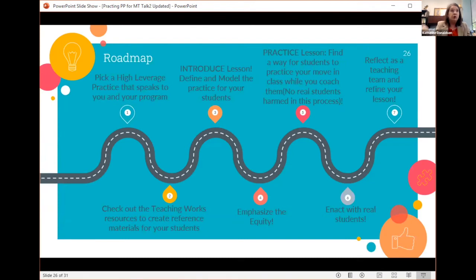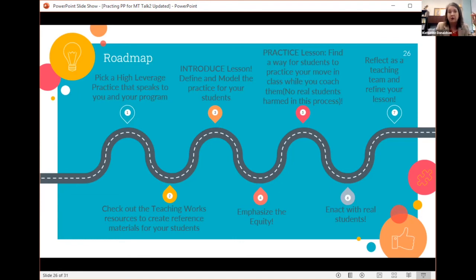So here's what you do. You pick a high leverage practice that speaks to you, or really even a low leverage practice if you want to start simply, something like giving directions. Then you check out the TeachingWorks website. They may have a resource out there where they have a decomposition already, or you create your own. You sit down with the master teachers and ask, what are the very concrete steps in doing this action that my kids are having trouble with? Then introduce it, give them a definition, some exact steps to follow, a protocol that they can use to make it really simple and break it down for them.